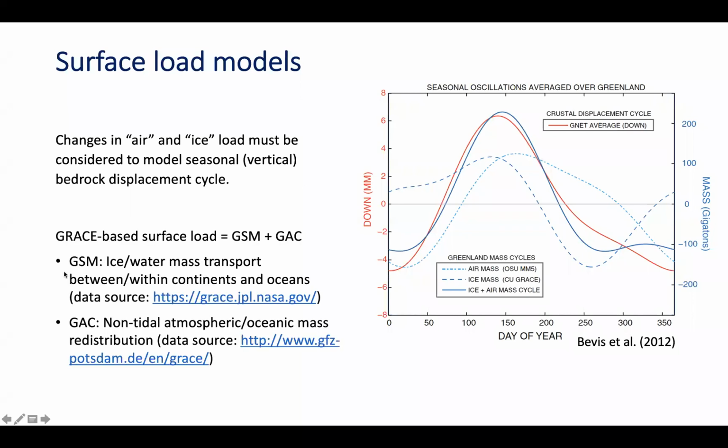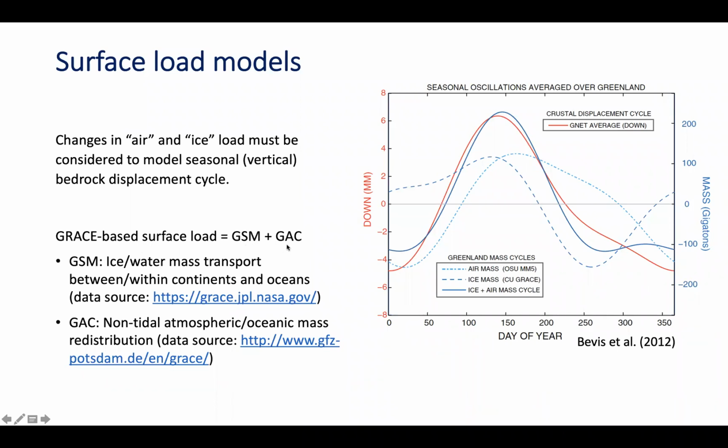So we also decided to use both the ice water mass transport, which happens in the horizontal direction, and the vertical mass transport, which is essentially related to non-tidal atmospheric and oceanic mass redistribution. And so the first step is that we choose our load model based on the GRACE data.